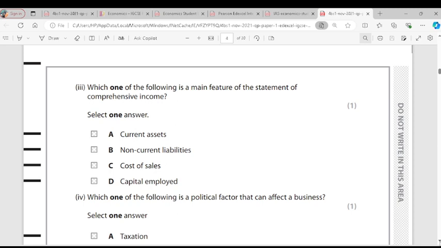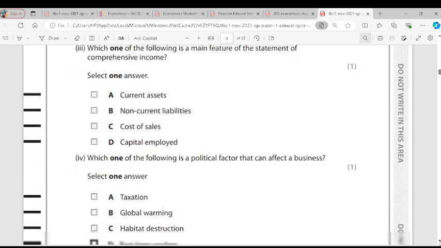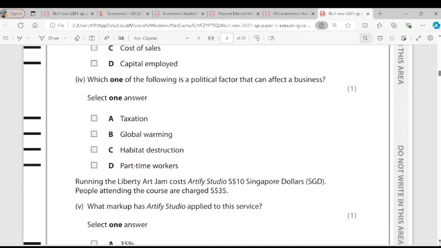Capital employed, that is capital, additional capital, is part of the statement of financial position. So the answer is C. Clear? Is it clear, please? Yes. Question Roman figure 4.